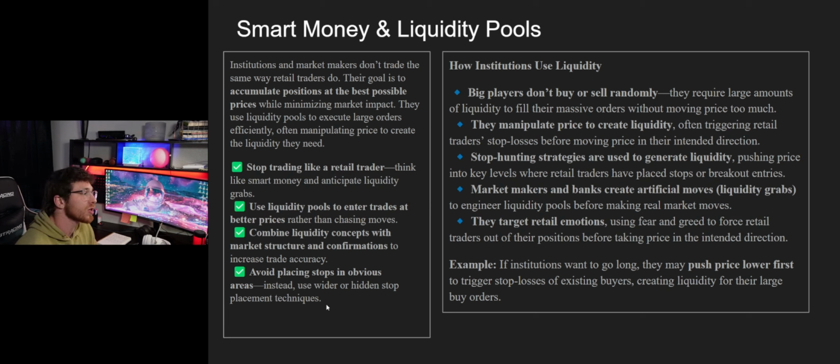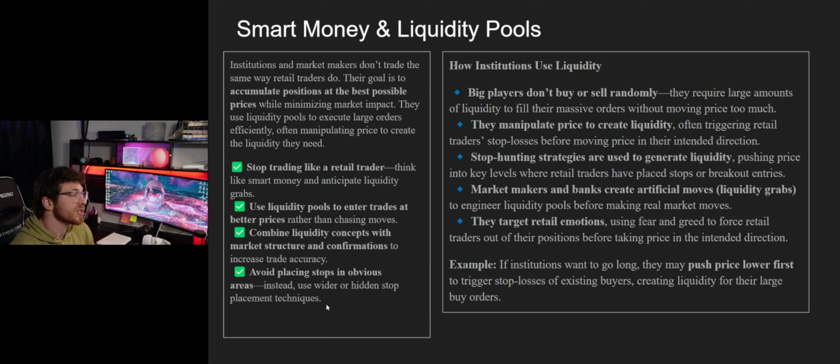They require large amounts of liquidity to fill their massive orders without moving price too much. They manipulate price to create liquidity, often triggering retail traders' stop losses before moving price in the intended direction. So stop hunting strategies are used to generate liquidity, pushing price into key levels where retail traders have placed stops or breakout entries. Another one is market makers and banks create artificial moves, so liquidity grabs, to engineer liquidity pools before making real market moves.